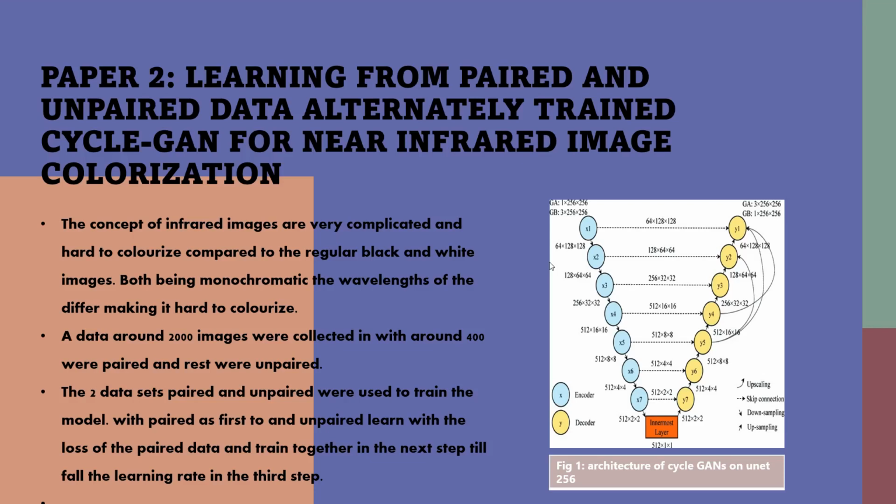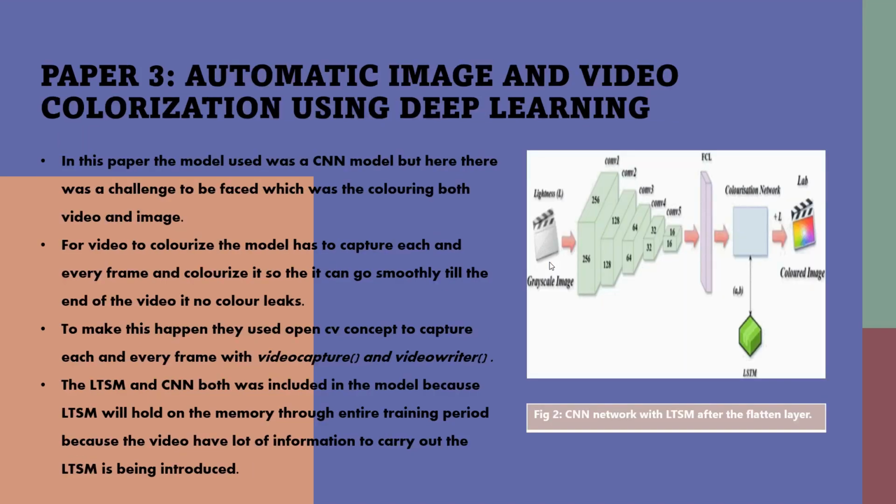Two data sets of paired and unpaired data were trained in the model, with the paired data first, and unpaired data taken in the next step, where the loss was calculated, and both paired and unpaired data were trained together till the learning rate became very low. And this is an image of cycle GANs on the U-Net 256.